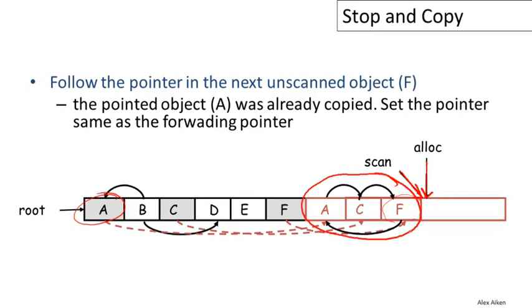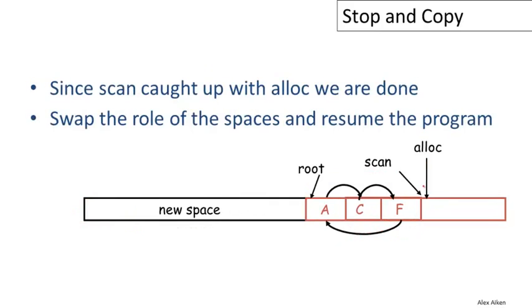This is a complete copy, I should say, of the graph of reachable objects from the old space. So now we're done, and we simply swap the roles of the new and old space, and we resume the program. So when the program starts running again, it will allocate out of this area, beyond the allocation pointer, until it fills up what is now the old space. And then this will be the new space that will be used for the next garbage collection.